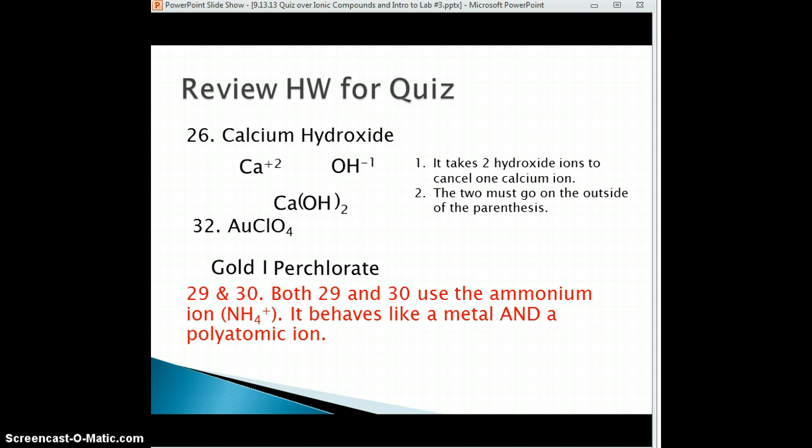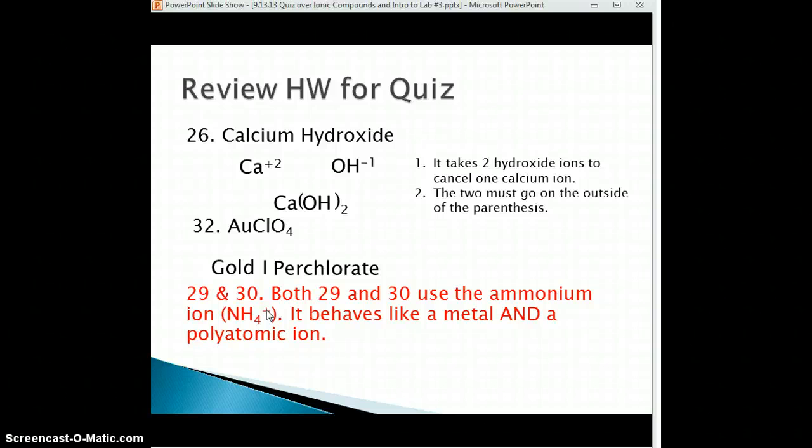On questions 29 and 30, I talked about this a little bit with most of the classes yesterday, but you need to know that ammonium, the ammonium ion NH4, is kind of an exception to the polyatomic ions. First of all, it's positive, and you can see right there that the charge is positive on NH4+. Most polyatomic ions are negative, so that makes it a little unique.